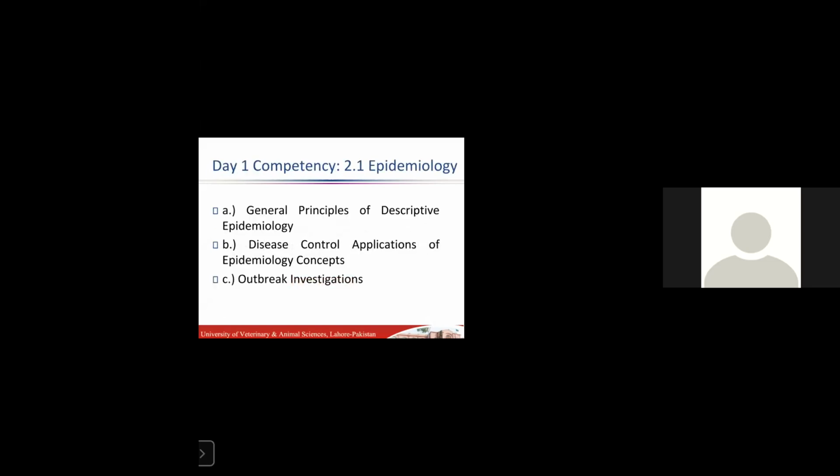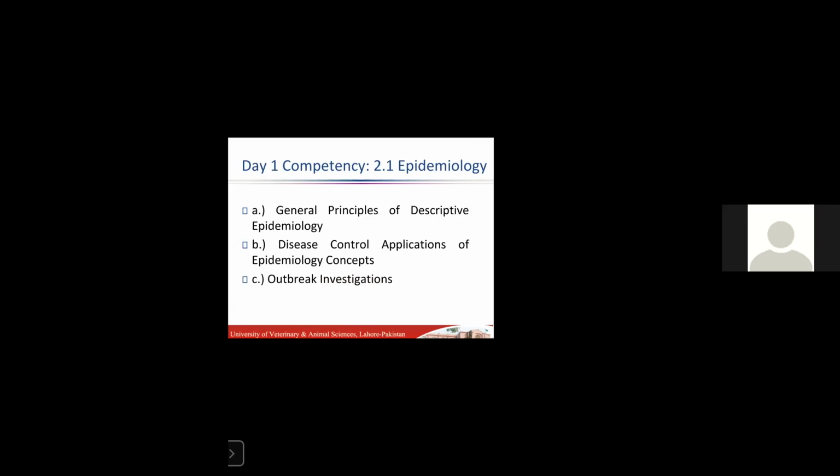First of all, in terms of epidemiology, at day one, the veterinary graduate must have knowledge of epidemiology in terms of descriptive epidemiology, disease control applications of epidemiology and outbreak investigation. In descriptive epidemiology, he must know the who, when, and where. Who means which species is involved, when means when there is any disease outbreak, he must deal with all these three tools. And he must have the knowledge of descriptive epidemiology, which is also called observational epidemiology.